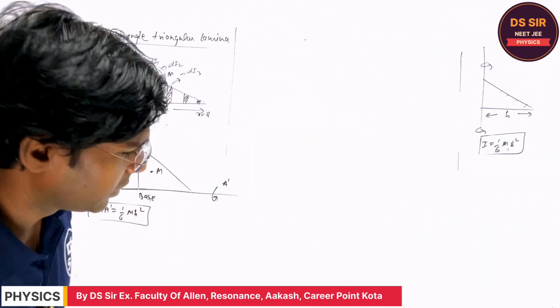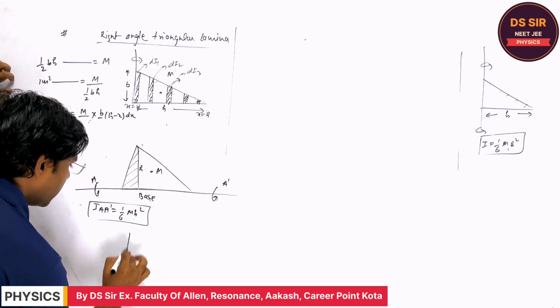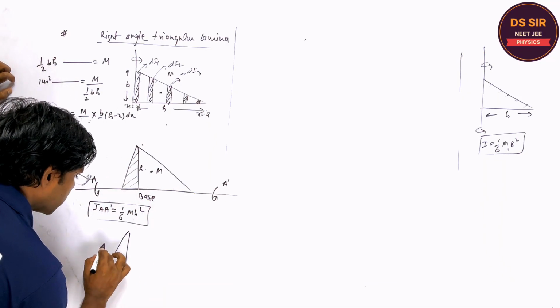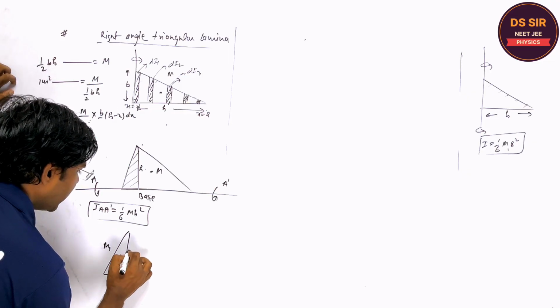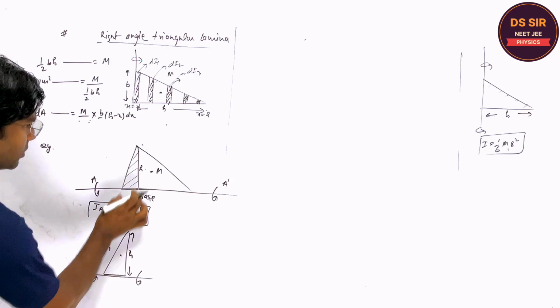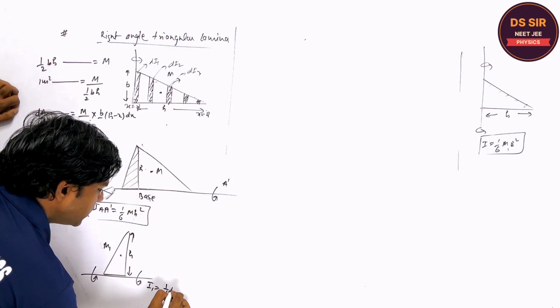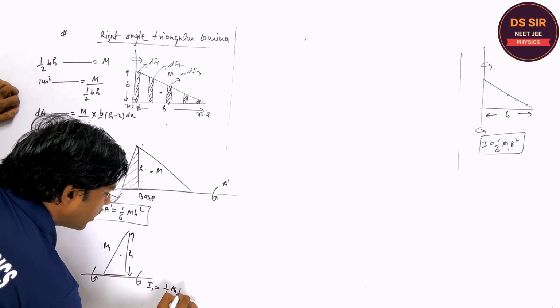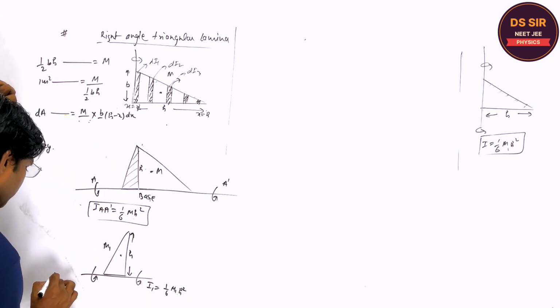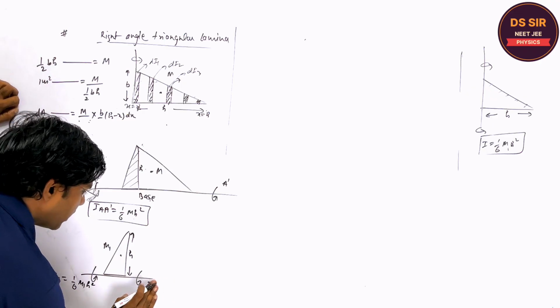For example, listen one thing. If you consider this is the one portion, this is the right angle triangular lamina. Suppose this is the M1. So if this is the height h, for this body, for this left side, what is the moment of inertia you will write? Say 1 by 6 m1 h square. Are you getting or not? I1 is equal to 1 by 6 m1 h square.